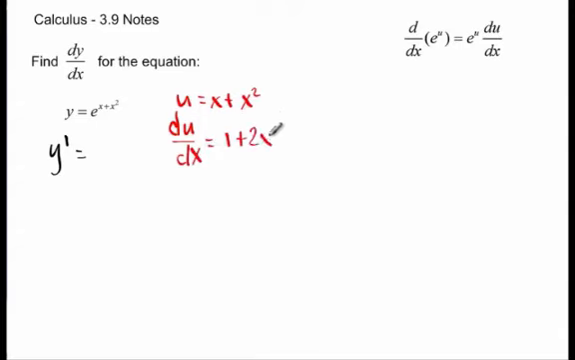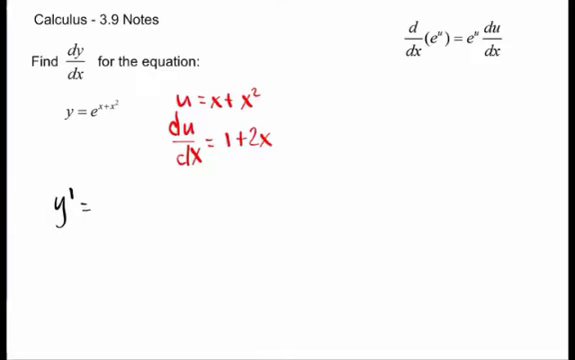So here it is right here. The derivative of e to the u is e to the u du dx. In other words, if I look at y prime or dy dx, it's the derivative, it's e to the u. Well, in this case, our u is going to be x plus x squared, and du dx is going to be 1 plus 2x. So there's that guy.